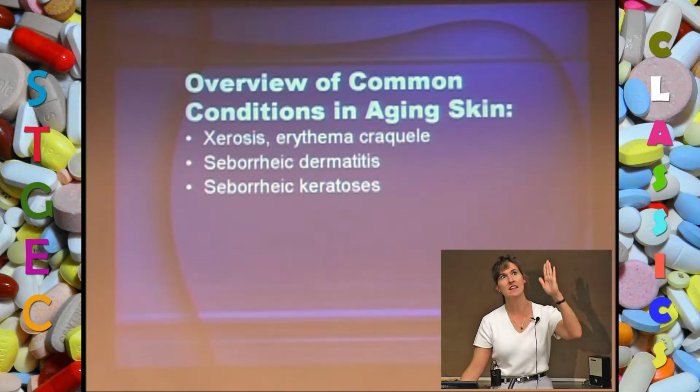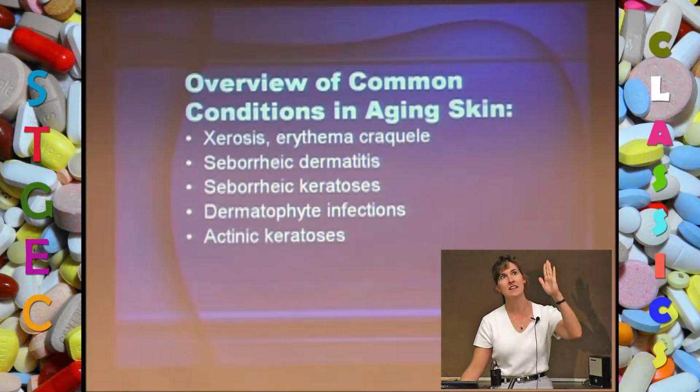We're going to talk about xerosis, which is basically a very nice cocktail party word for dry skin. Seborrheic dermatitis, which is again a very common problem that you'll see not only in the elderly but also in the adult population. Seborrheic keratoses, which I think are very interesting and a very common finding that sometimes people get really upset about. Dermatophyte infections, yeasty beasties, fungus among us kinds of things.